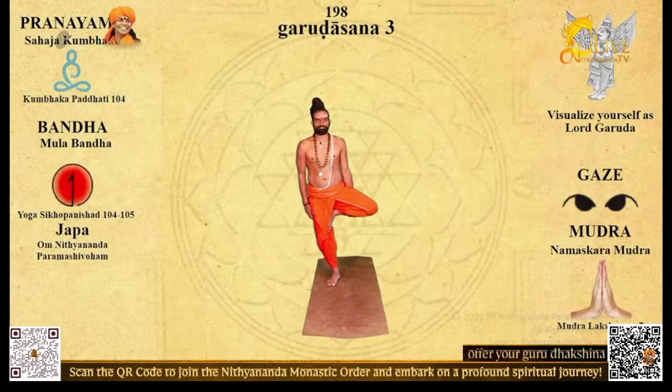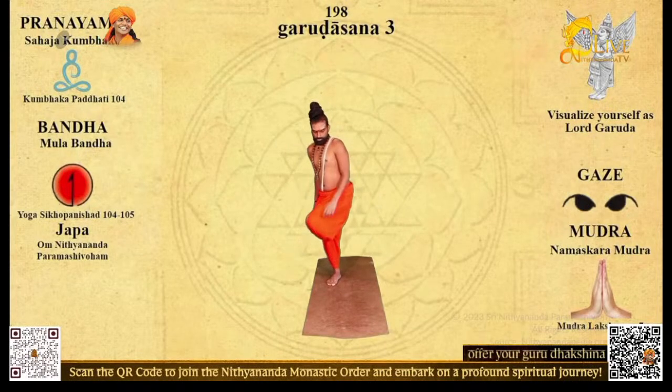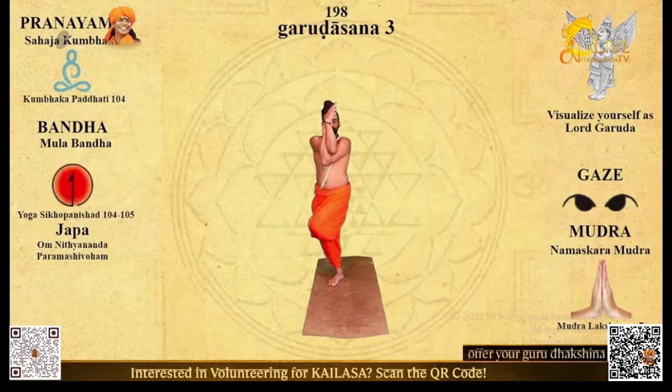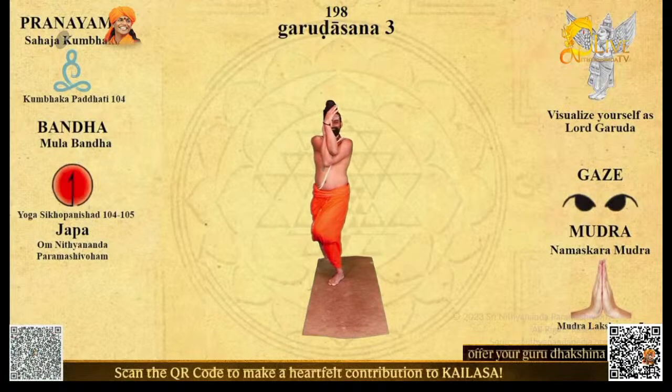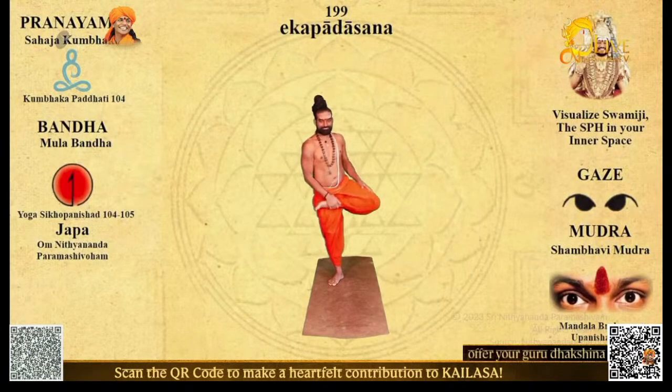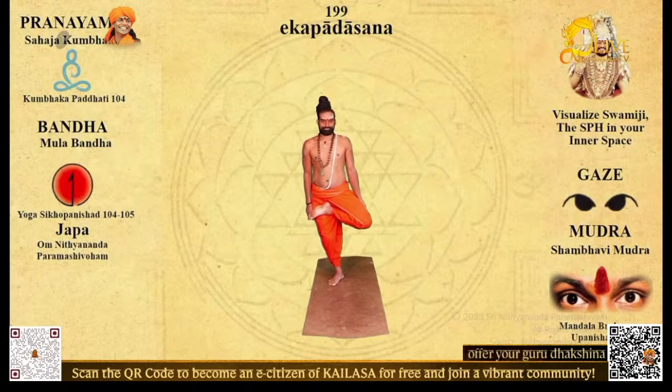Next up is Garudasana 3. Now stand tall, wrap the left leg over and around the right leg and bring the left arm below the right, the hands together in Namaskara Mudra, visualizing yourself as Lord Garuda. Now bring the left foot on the right thigh and keep your hands relaxed by the side in Ekapadasana as you visualize Swamiji in your inner space.